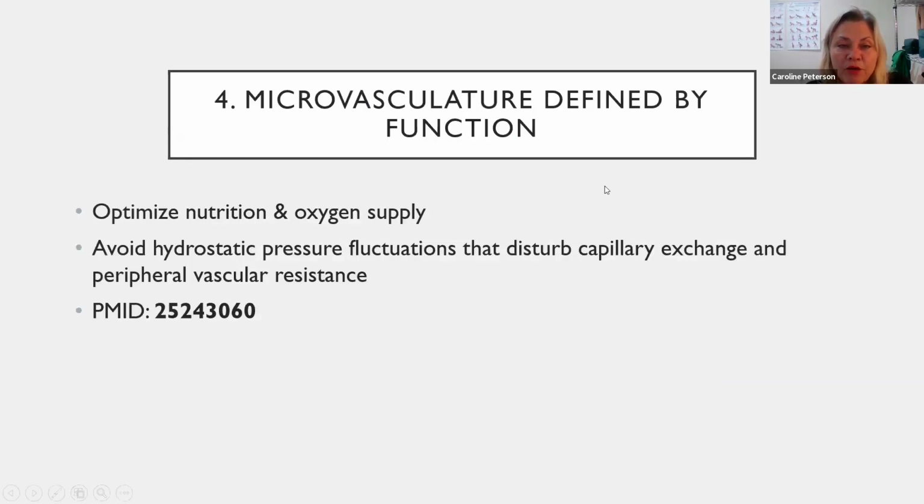We can also talk about microvasculature by function. If we talk about function of the microvasculature, what we're really talking about is that which has the job of optimizing nutrition and oxygen and stabilizing pressure so that we can have proper exchange of nutrients and debris between capillaries and the peripheral vasculature.